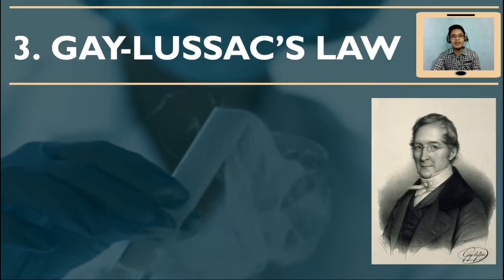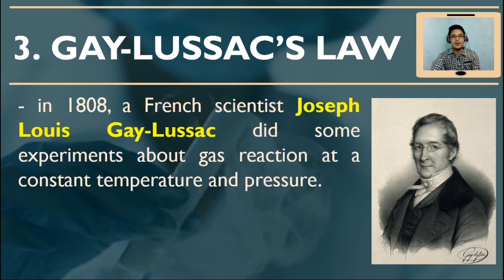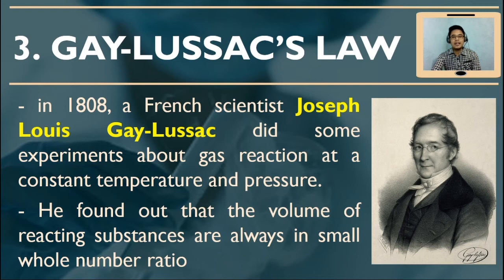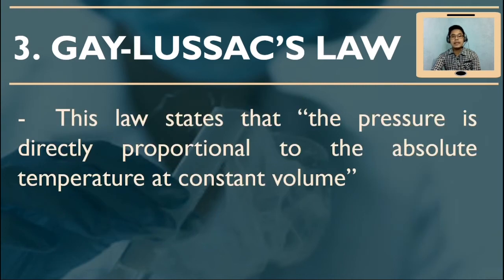And now let's have the third and the last law for this video tutorial, which is the Gay-Lussac Law. So in the year 1808, a French scientist, Joseph Louis Gay-Lussac, did some experiments about gas reaction at a constant temperature and pressure. And he found out that the volume of reacting substances are always in small whole number ratio. And therefore, he states in this law that the pressure is directly proportional to the absolute temperature at constant volume.